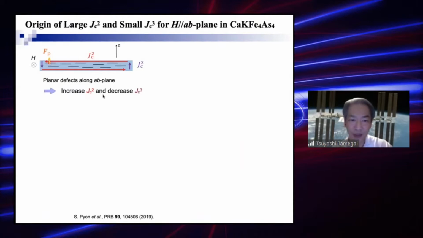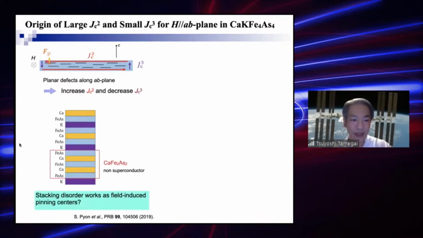I told you Jc2 is very large, so we speculated there must be some kind of planar defects along the ab plane. So one possibility is that when we have, say, stacking faults, like if part of the sample is calcium Fe2As2, which can be non-superconducting, then we may have a stronger field.